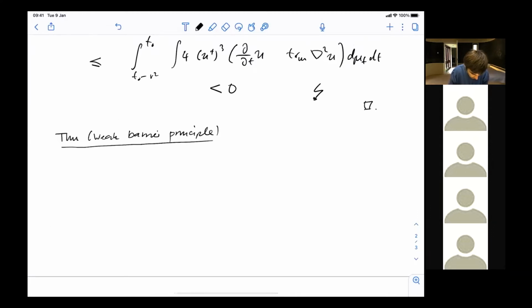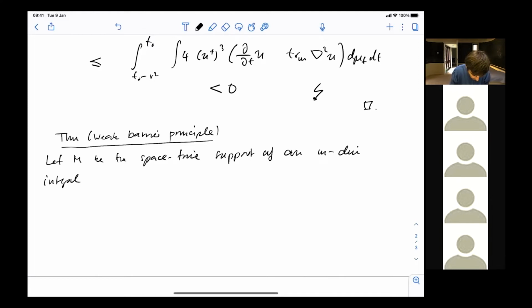Okay, so let's relate this to hypersurfaces. Let M be the space-time support of an m-dimensional integral Brakke flow. Let's do it in any codimension, just because I think it's important for people to see that you can do barrier principles even in higher codimension.